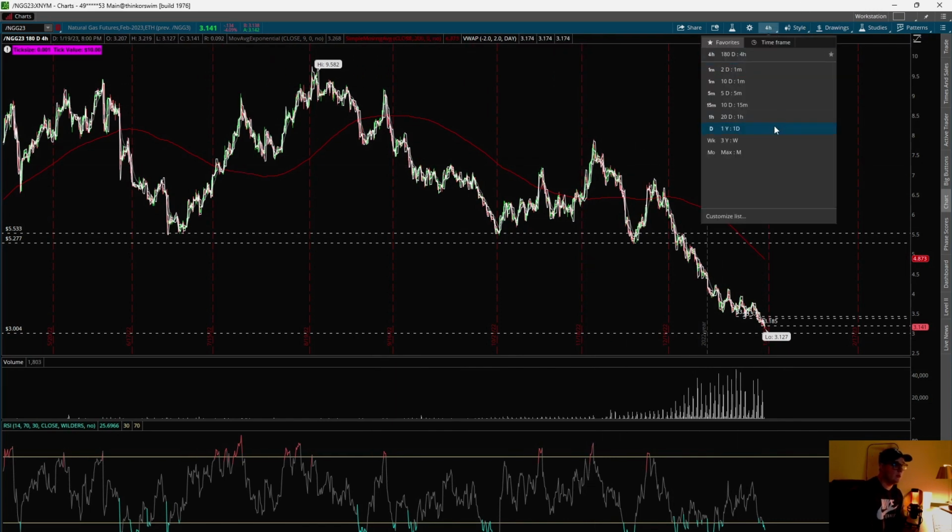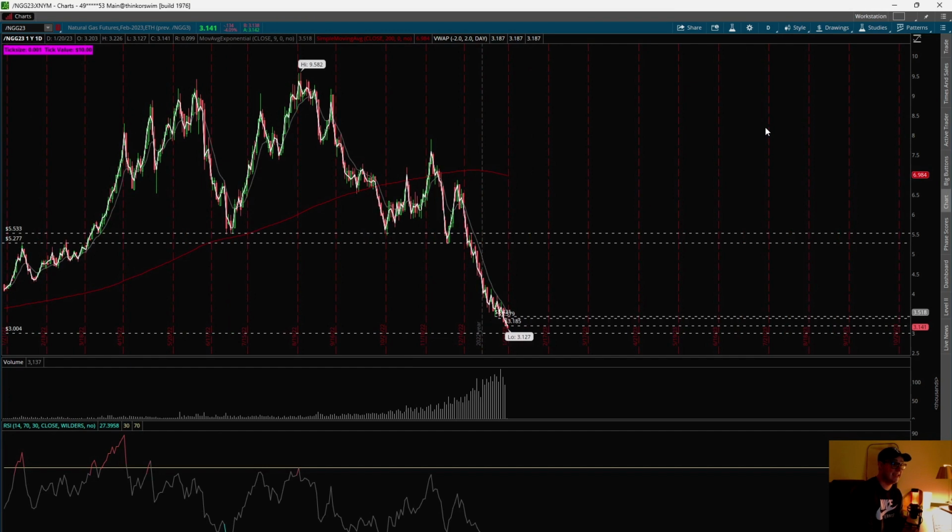And then 2 more or 3 more. I do like to look at the daily. So this is even a little bit more zoomed out. This is the last year and each candle is 1 day.